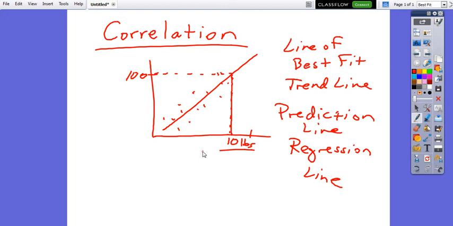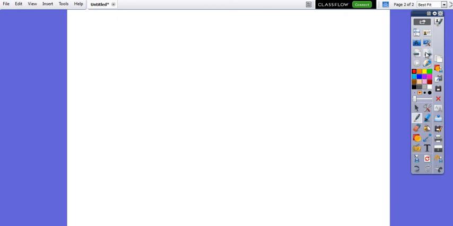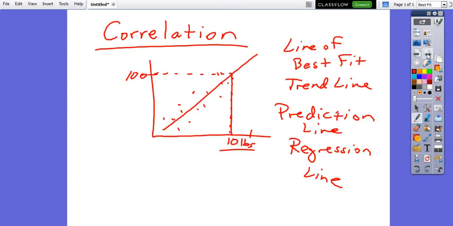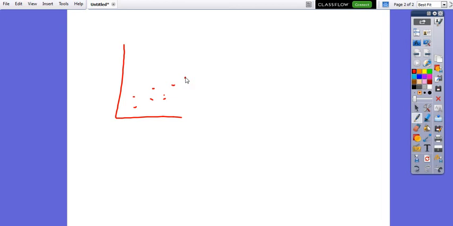And then the regression line. Regression is the formal name for the line of best fit. It's what the calculator is going to do for us here in just a minute. Now, we need to understand the types of correlations that are out there. I can't remember if I showed you this yesterday, but you've seen it before. There are three types of correlations. This is a positive correlation.